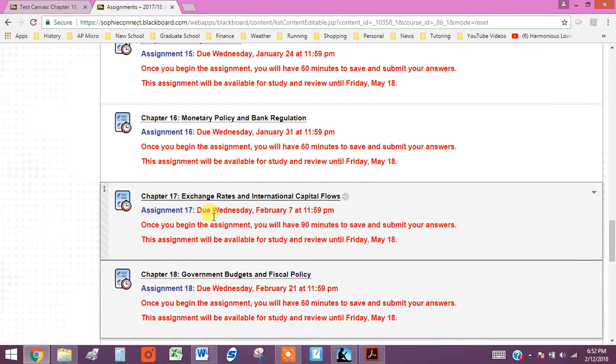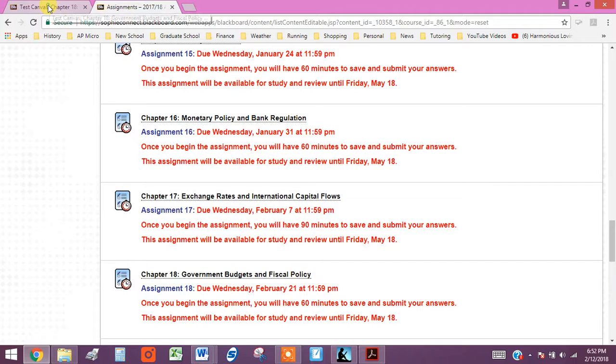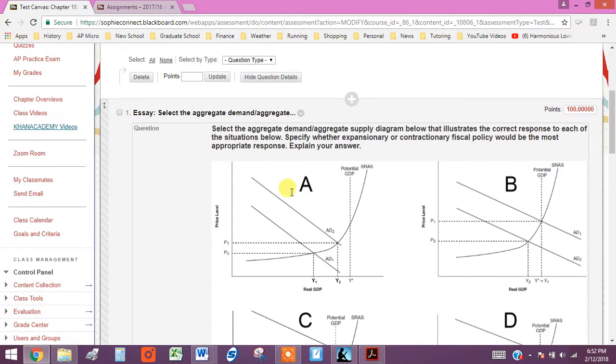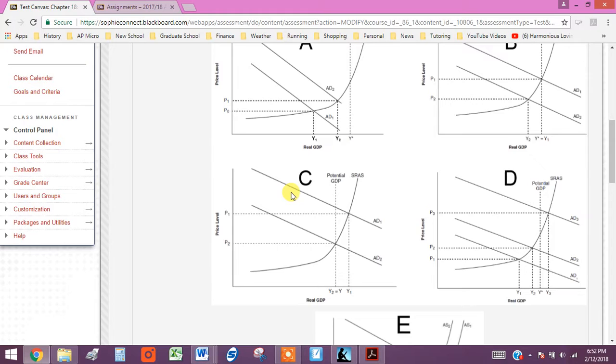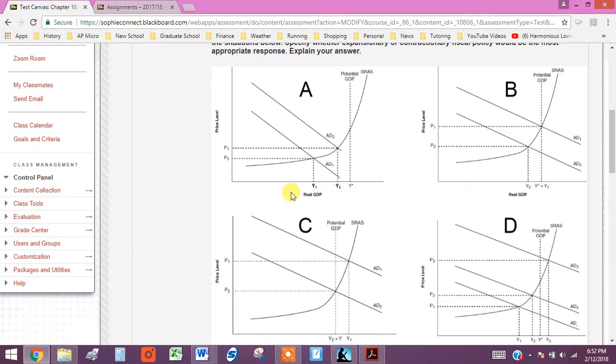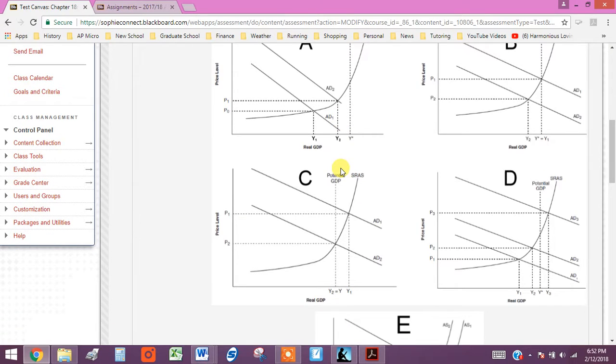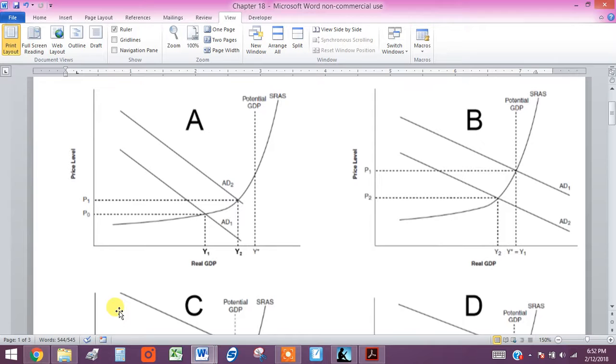Okay. Now the homework is pretty easy. We're looking at a series of graphs that are showing the aggregate demand and the short run aggregate supply curves in an economy. The overall price levels are on the vertical axis, and the real GDP or real output is on the horizontal axis. I'm going to give you a few hints, and then I'm going to let you figure these out on your own, because I'm sure you can.